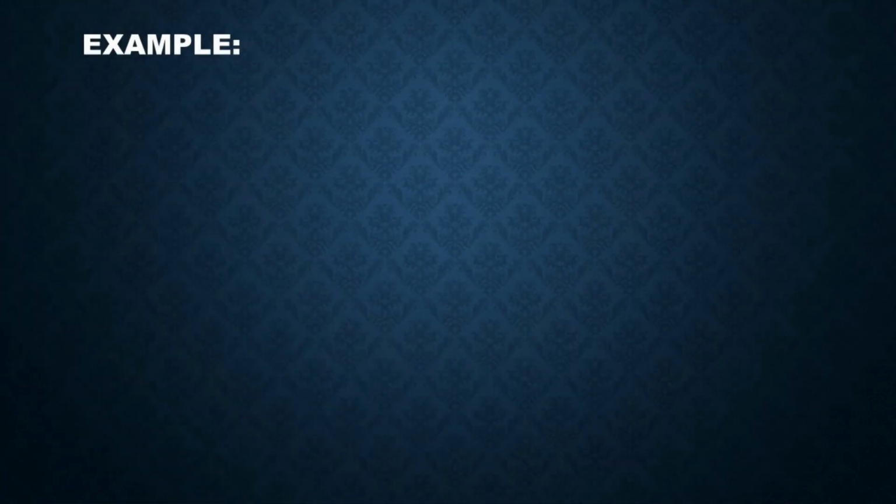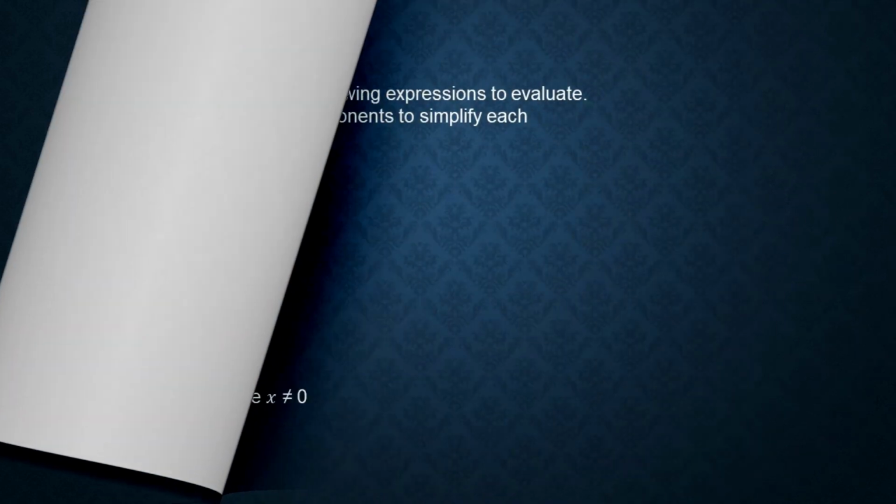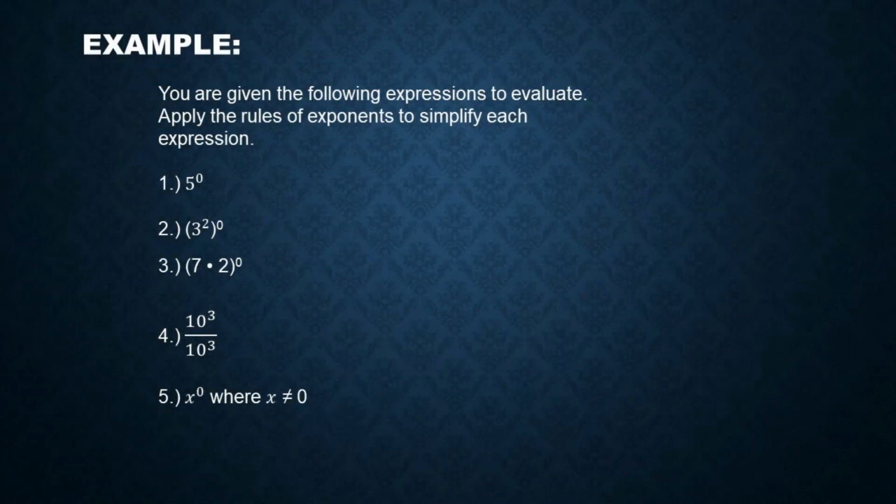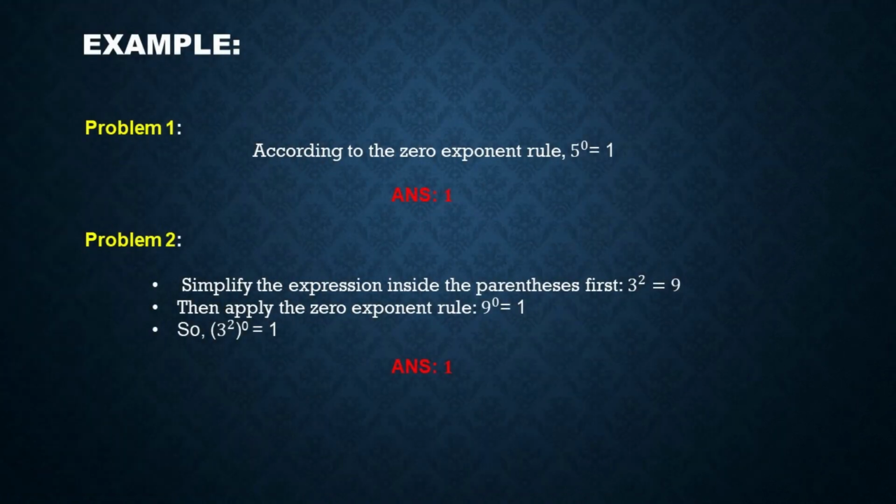Now, let's solve several problems involving zero exponent and negative exponent. In problem 1, according to the zero exponent rule, any number raised to 0 is equal to 1. Therefore, 5 raised to 0 is equal to 1.